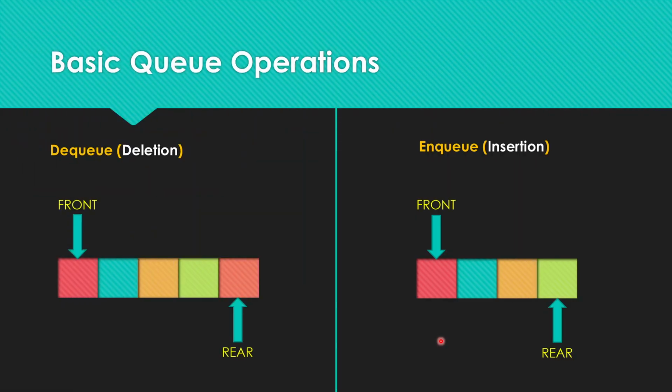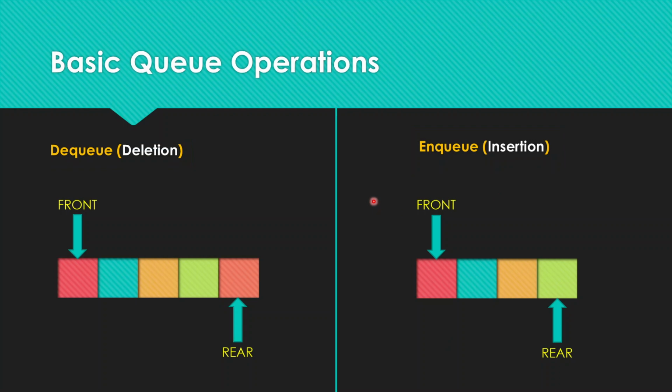Now, let's look into the different operations of a queue. We have two major ones, and we're going to look at three other basic ones. We have dequeue, which is deleting an item from the front of the queue. And we also have the enqueue operation, which is inserting items at the back or rear of the queue.